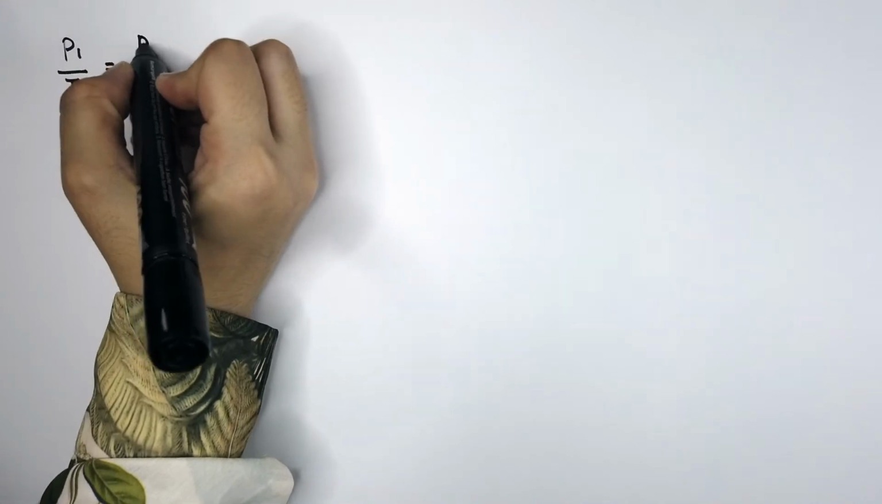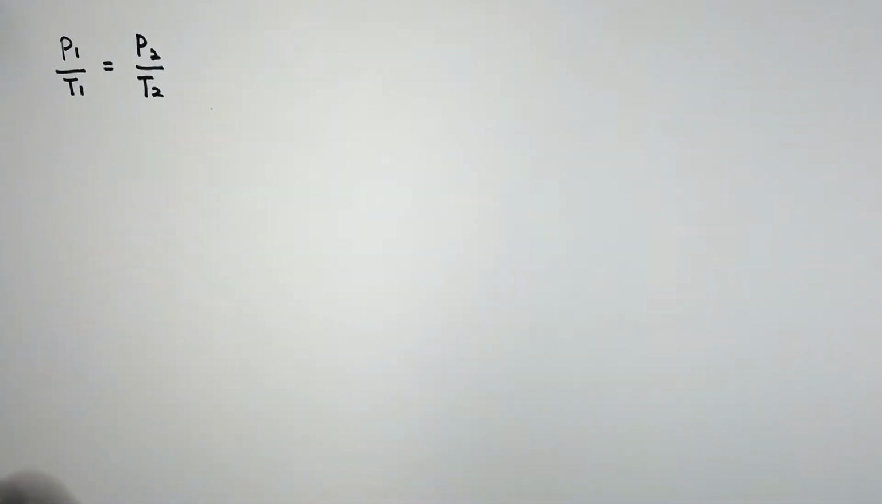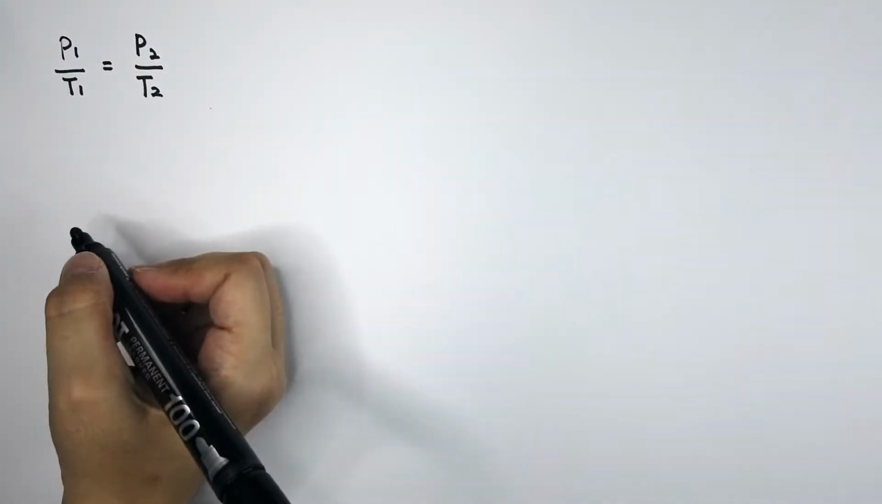For this first question, you should be able to use the formula P1 over T1 equivalent to P2 over T2, whereby the initial pressure is equivalent to 306 atm and the final pressure is 324 atm, while the final temperature is 38.5 degrees Celsius. So we shall plug in the value.